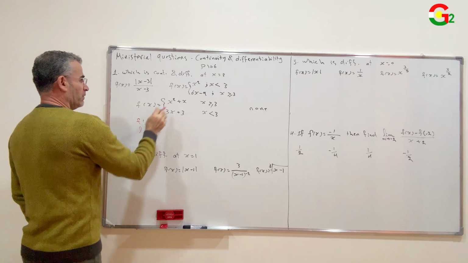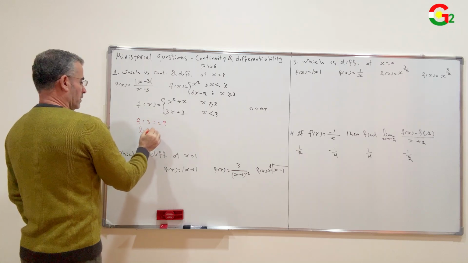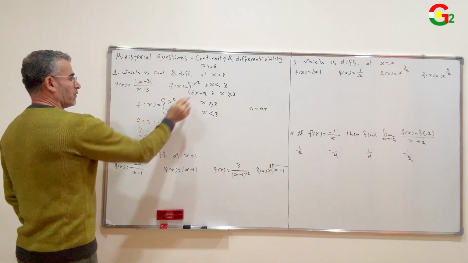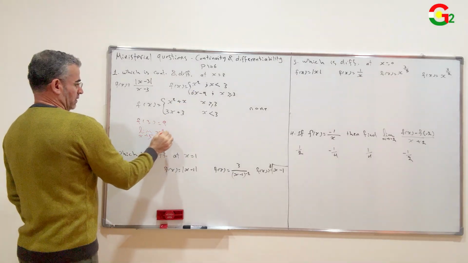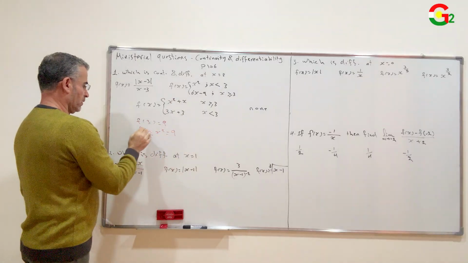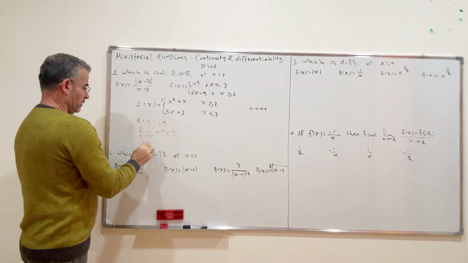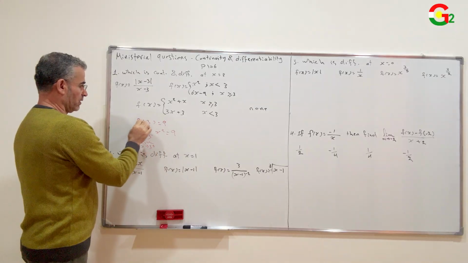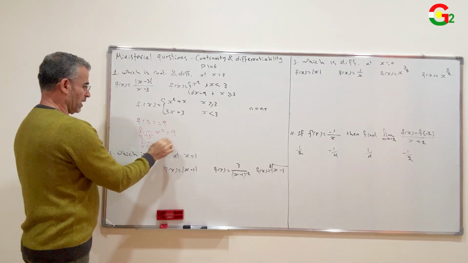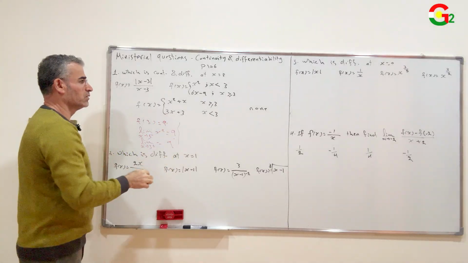The limit of the function when x approaches 3 from the left: substitute in the first segment, 3 power 2, which is 9, and from the right it is the same. The value of f at 3 equals 9. Since the value equals the limit, this function is continuous.